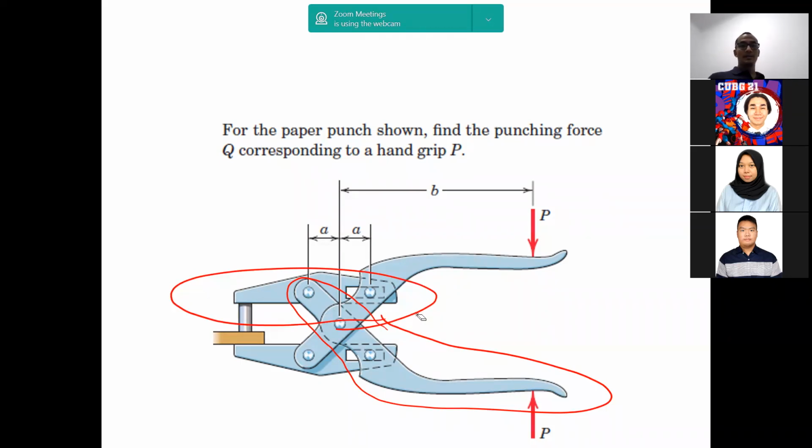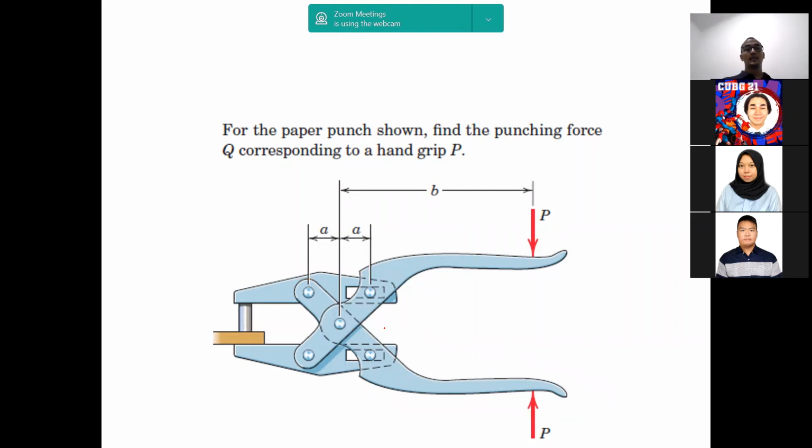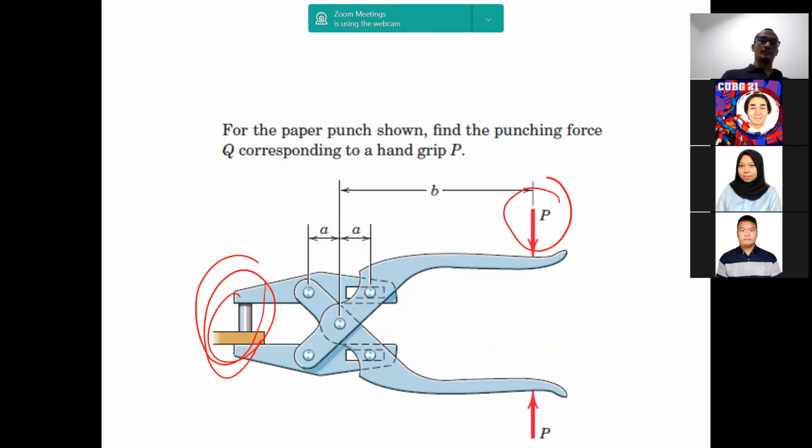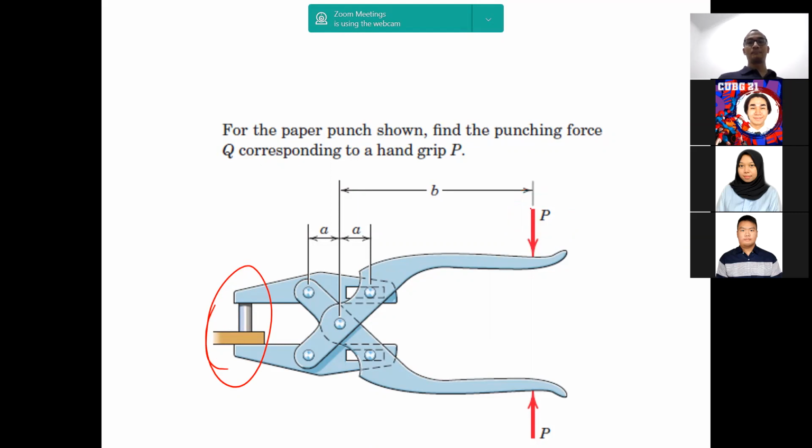The main question here is, if we give a force P here, what is Q, the punching force, in terms of P? So, Q in terms of P. Jadi, yang ditanyakan di sini adalah gaya pemukulannya dalam P, apabila gaya yang diberikan di sini adalah P besar.